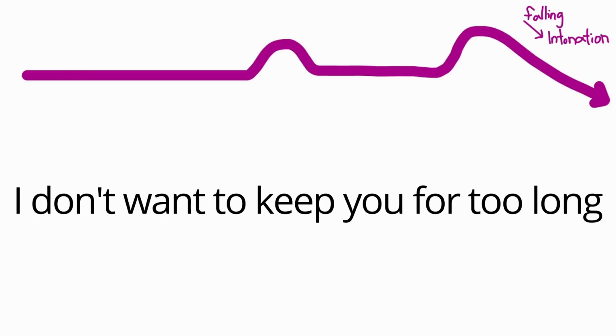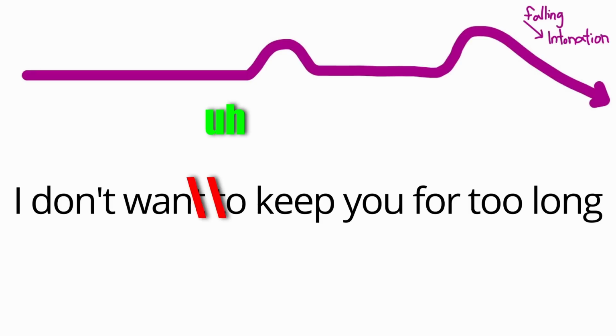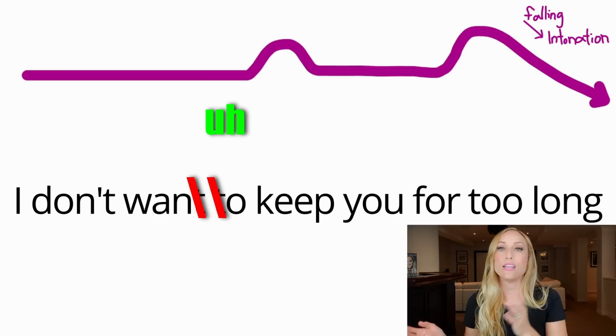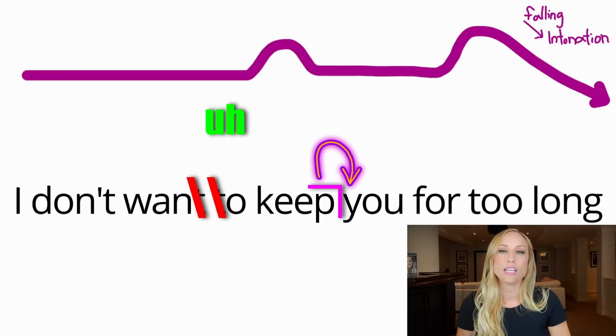I don't want to keep you for too long. Want and to are reduced to wanna. I don't want to keep you for too long. Now, this is a typical reduction contraction in both formal and informal conversations. The P in keep is linked to you, resulting in pew.